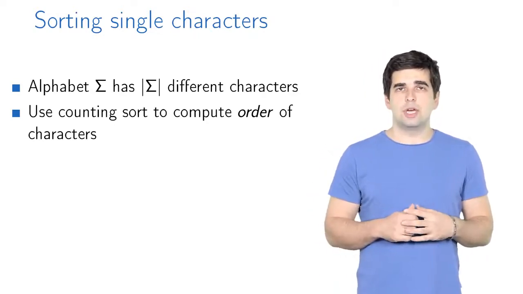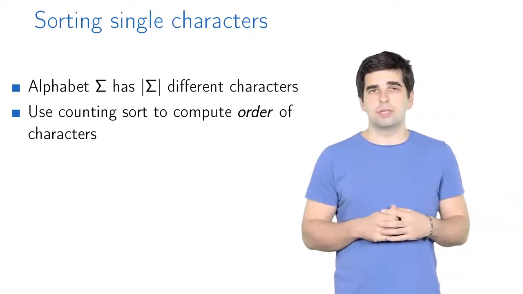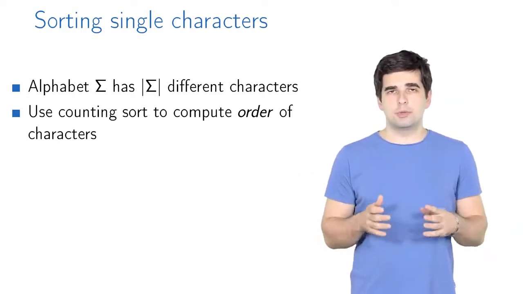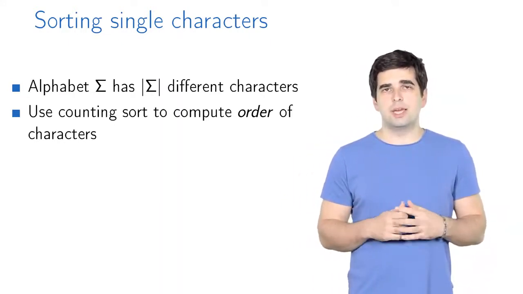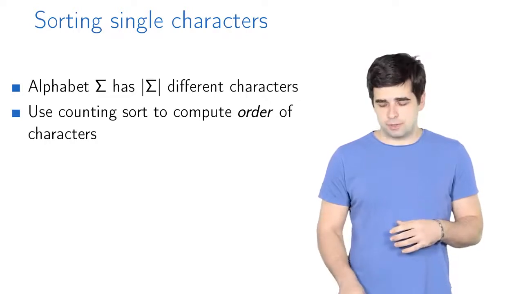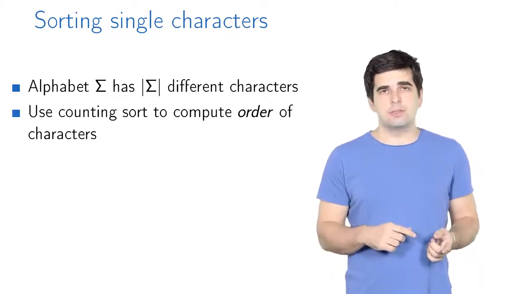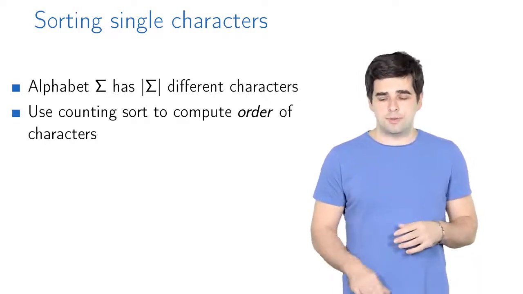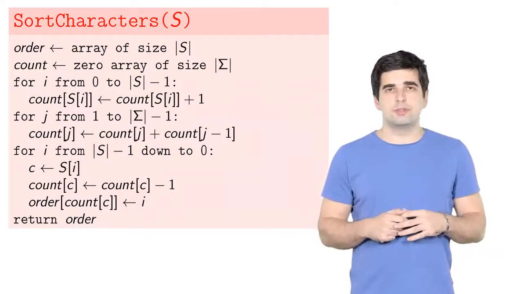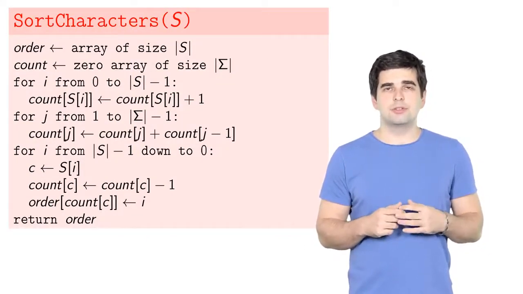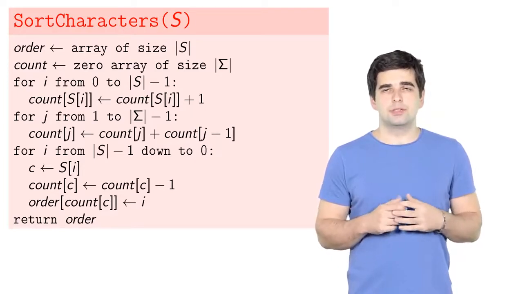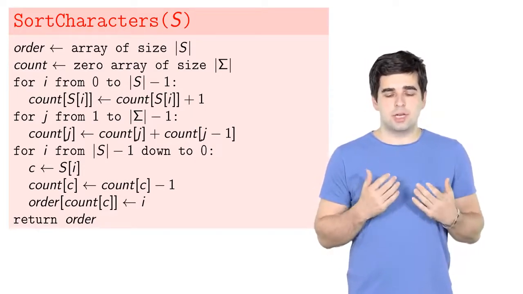If you don't, I encourage you to go through those lectures once again, because we will use counting sort twice in the construction of the suffix array, in the initialization phase and in the transfer phase. Here is the pseudocode for the procedure SortCharacters, which takes a string as an input and returns the order of the characters of that string as the output.